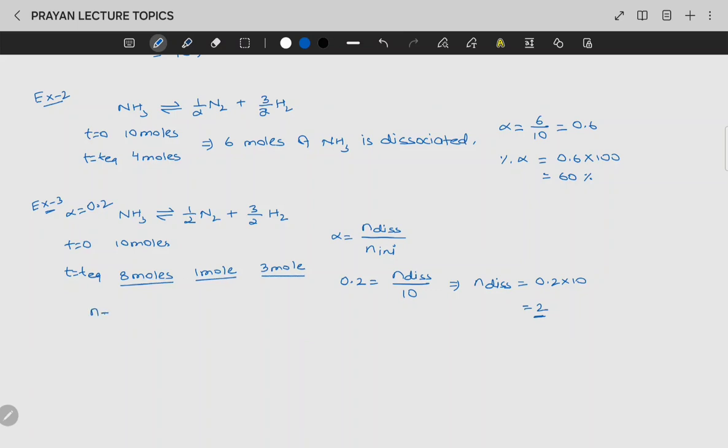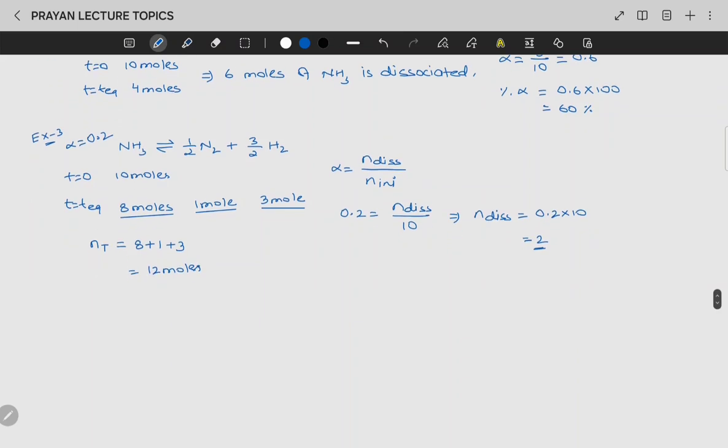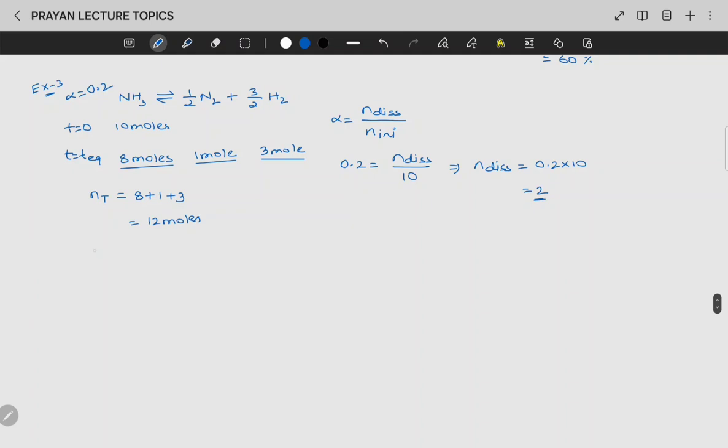They can ask you the total number of moles at equilibrium. So the total number of moles at equilibrium will be 8 plus 1 plus 3, which is 12 moles. They can also ask you the mole fraction of each component. So we can write the mole fraction of NH3 is equal to 8 upon 12.